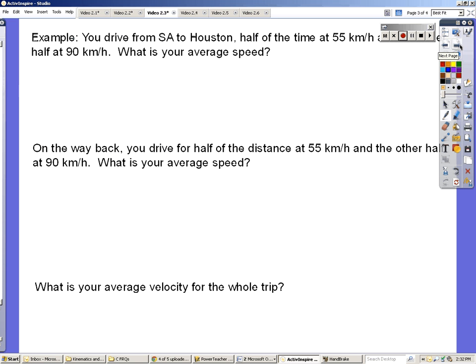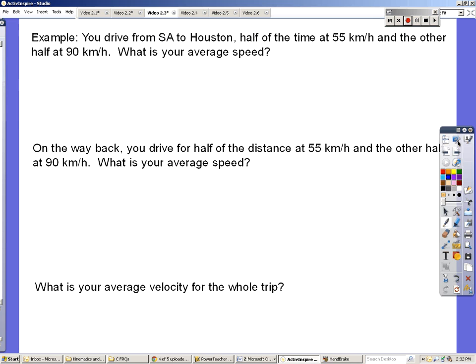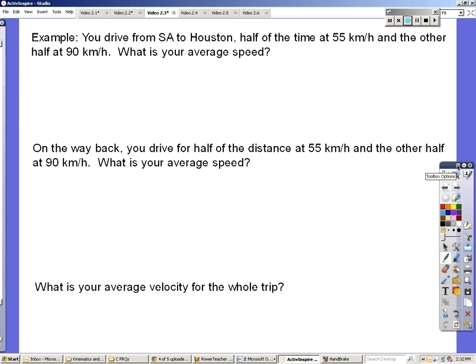So here is an example. You drive from San Antonio and you end up in Houston. Half of the time you drive at 55 kilometers per hour, and the other half of the time you drive at 90 kilometers per hour. The question is, what is your average speed? Now the average speed, remember, is total distance divided by total time.